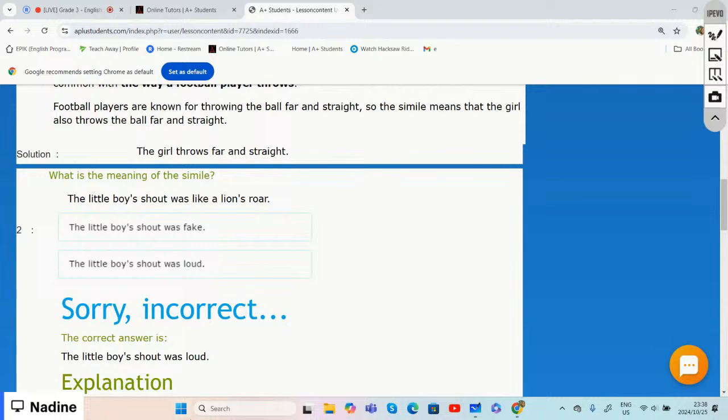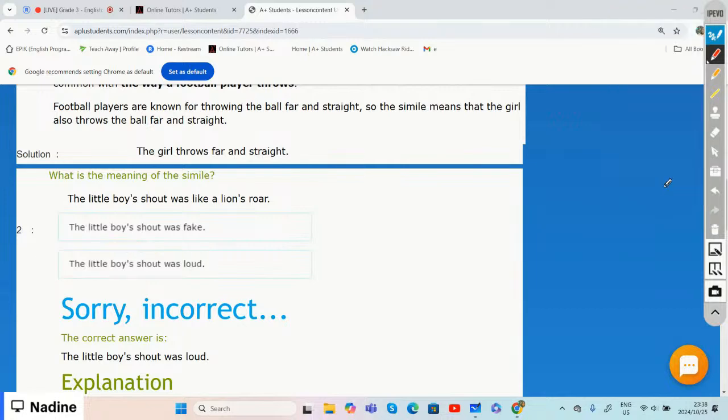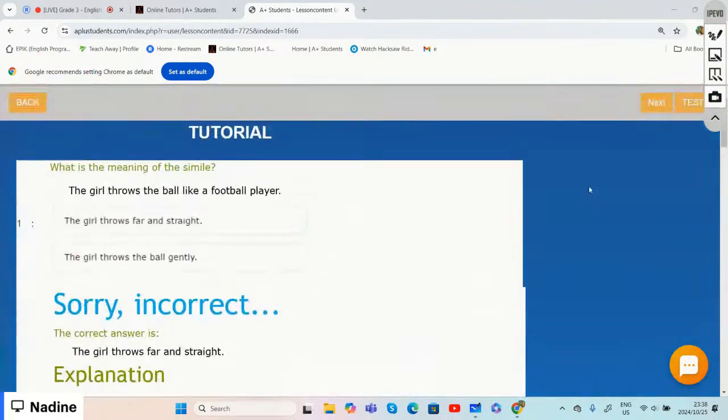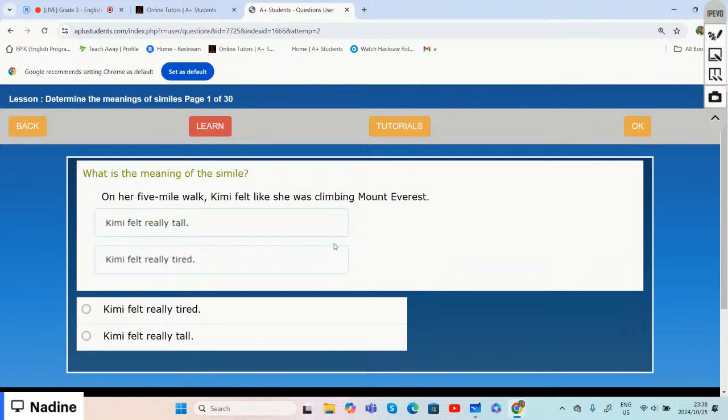All right. So we say the boy's shout was like a lion's roar. Does it mean that the little boy's shout was fake? No. So we can say the little boy's shout was loud, right? All right. So now we're going to our test where we're going to determine the meaning of the simile. So number two was correct. Well done.